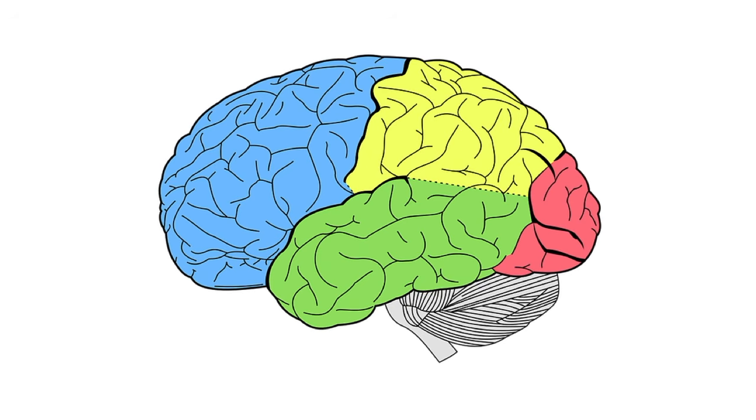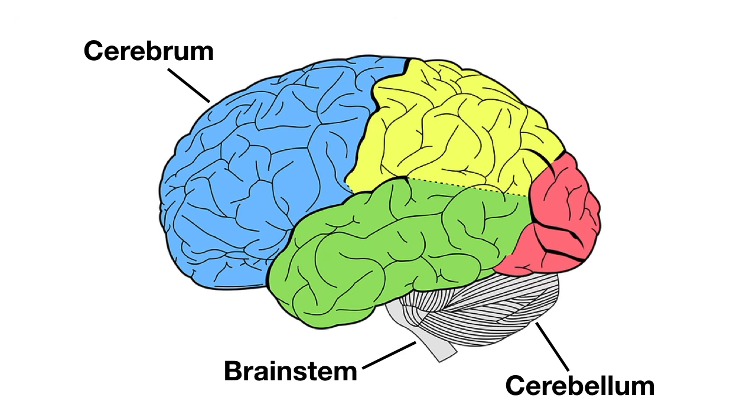Remember that the main components will be the cerebrum, which is that colored portion. This makes up the majority of the brain. And the other components include the cerebellum and brainstem. We're going to focus on the cerebrum today, and there will be future EasyMed videos that go in more detail about the cerebellum and brainstem.